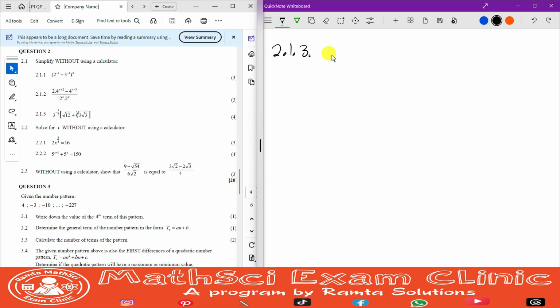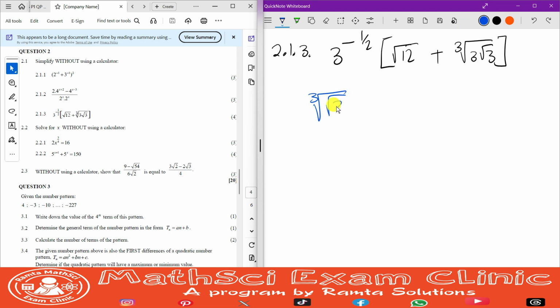2.1.3, we have 3 to the power negative half, open bracket, square root of 12 plus cube root of 3 root 3. Before I proceed with this one, I want you guys to see something. When you have 3 root 3, I want you to think of it in this way. I want to tell you straight away, it'll be the same as saying 3 to the power 1 over 6.